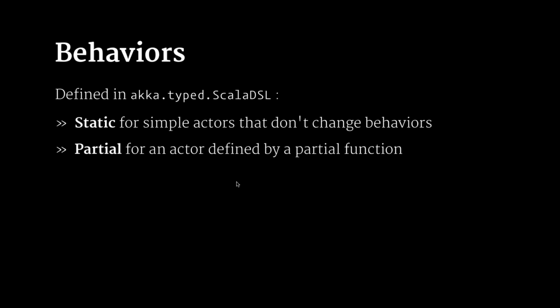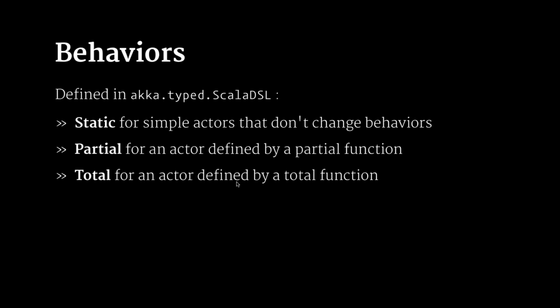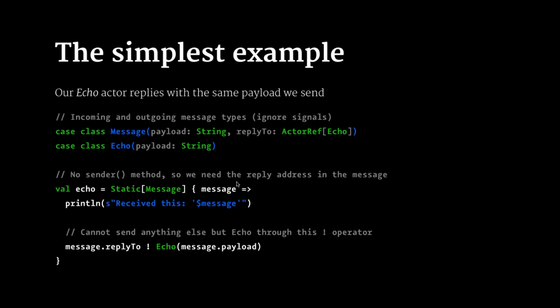But there are more elaborate behavior constructors. There's partial, where you can define the behavior of an actor via a partial function. There's total, very similar, but we define the behavior using a total function. Those three, static, partial, and total, only allow me to handle messages and not signals. So if I also need to handle signals, I'm going to want to use full or full total. Okay, so we have these five different constructors, and we'll see a couple of examples on how to use them.